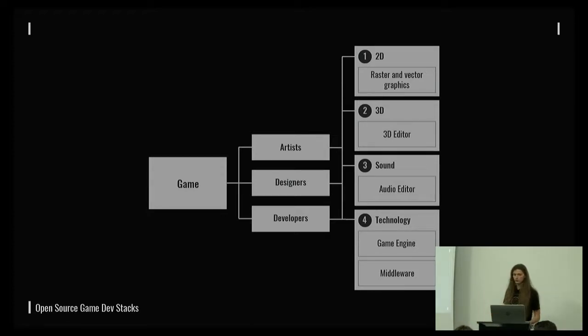And the third main persona is the developers. These are the people that provide the technology. They either develop the game engine, or the main technology that drives the games, or they adapt ones that are currently available. And they also supplement the game engines with additional software, typically called middleware, which allows it to provide more things. And what we are going to do today is actually to see what open source options we have for each of these three main personas. And we'll basically build a stack of technologies that we can use to create any sort of game.